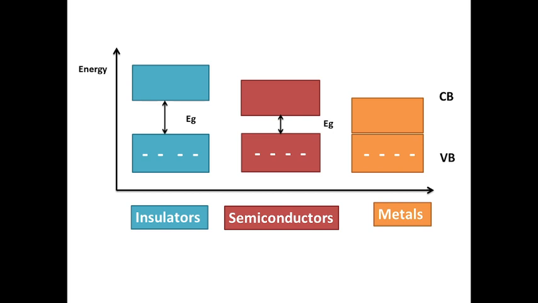So how does the energy gap exist between the three different materials? In insulators, the energy gap is very large. That's why they are bad conductors of electricity. Electrons cannot jump from valence band to conduction band. In the case of semiconductors, the energy gap is very small, of the order of 1 electron volt, so electrons can jump from valence band to conduction band due to some external energy. Whereas in metals, the conduction band and valence band overlap. That's why the electrons can move easily from valence band to conduction band, and they are good conductors of electricity. Semiconductors are the materials whose conductivity lies between insulators and metals.